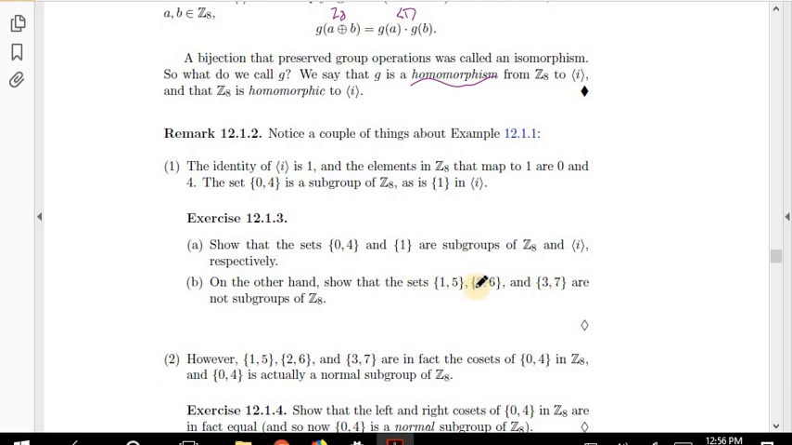And these other sets were not subgroups. Now if you think about it, these sets are actually cosets of {0, 4}. {1, 5} is the same as 1 plus {0, 4}. Sorry, {2, 6} is 2 plus {0, 4}. {3, 7} is 3 plus {0, 4}. So these are cosets. Okay? So our cosets are mapping to different elements of the fourth roots of unity. And in fact, this is a normal subgroup of Z8. You can see that, of course, because the group's abelian.